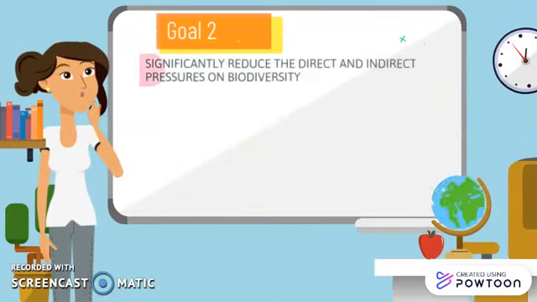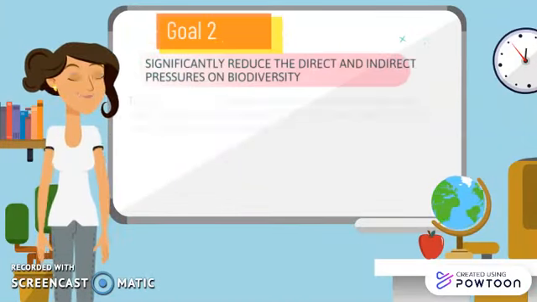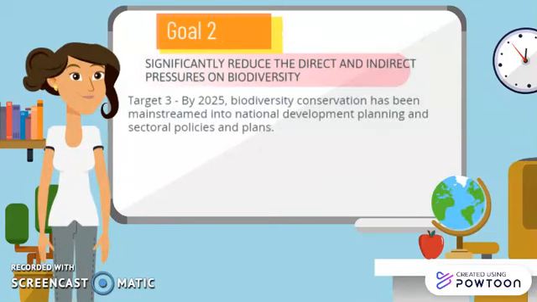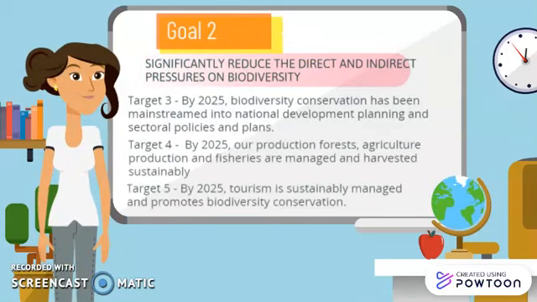It's based on goal number 2, which is to significantly reduce the direct and indirect pressure on biodiversity. It has three strategic targets. Target 3, by 2025, biodiversity conservation has been mainstreamed into national development planning and sectoral policies and plans. Target 4, by 2025, our production forest, agriculture production, and fisheries are managed and harvested sustainably. Target 5, by 2025, tourism is sustainably managed and promotes biodiversity conservation.